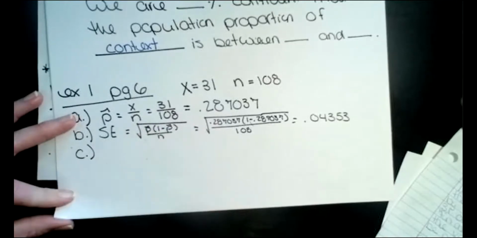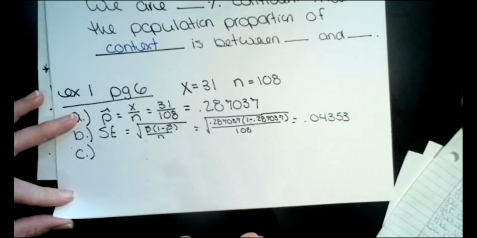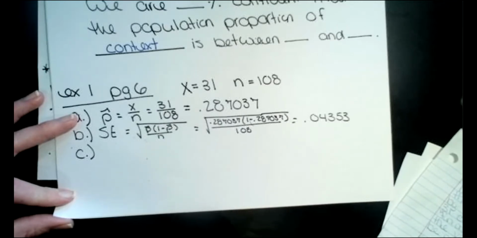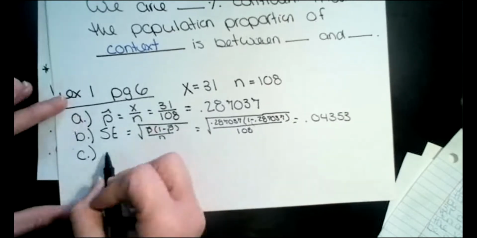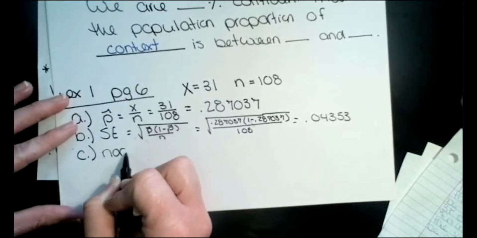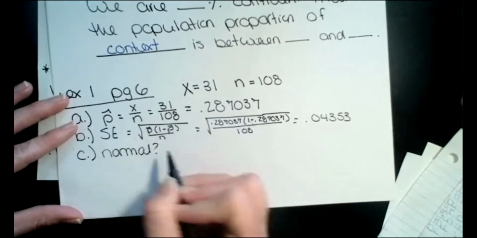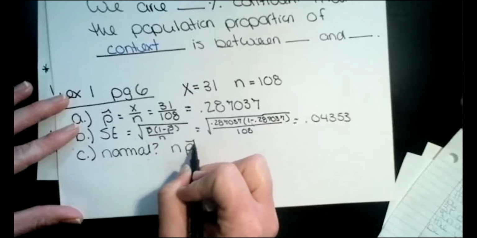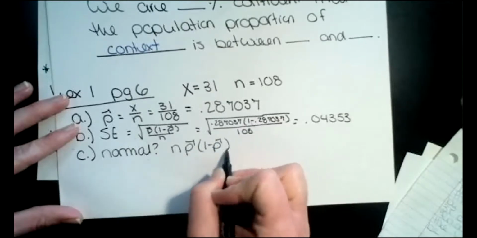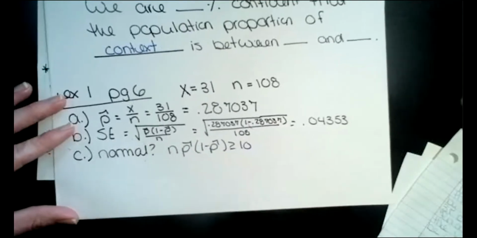Percy said, is this normal? So is it symmetric? Because if it is, then I can go forward. If it's not, then I really shouldn't be going forward. Or if I do go forward, I shouldn't be trusting my results because they're not great, meaning I didn't meet my normality requirement, okay? So when I'm looking for normal, I'm just going to plug into my formula, which is n times p-hat times 1 minus p-hat is greater than or equal to 10.